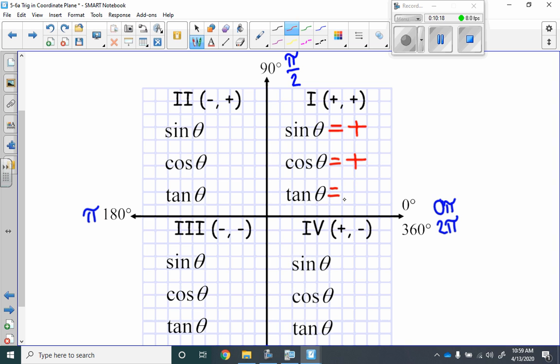Here, tangent, you're taking y over x. They're both positive, so your tangent is always going to be positive. Every single trig ratio will be positive when you are in quadrant 1. Now that's going to change when you're in quadrant 2.